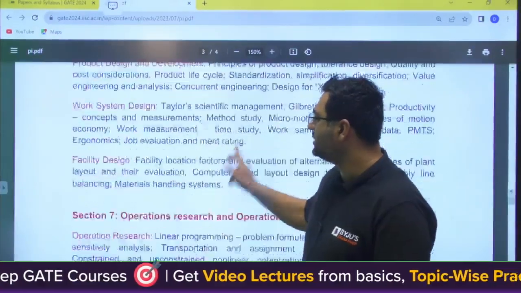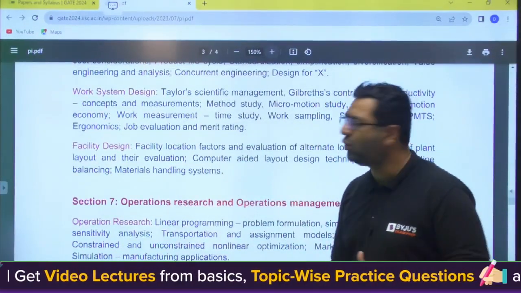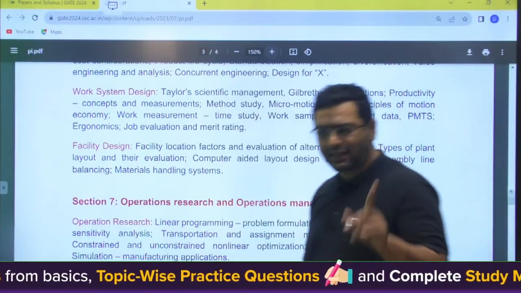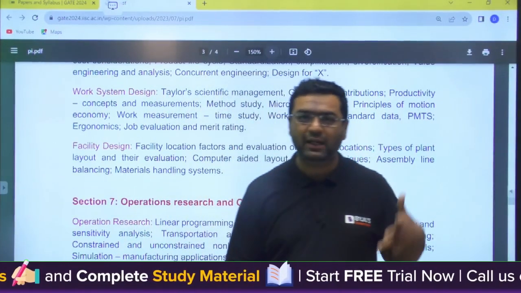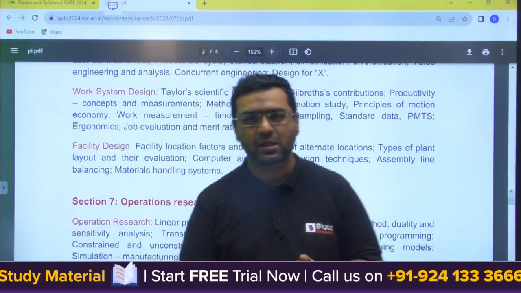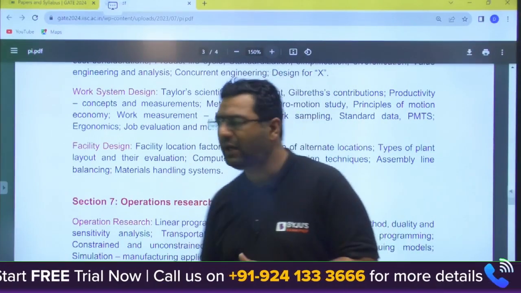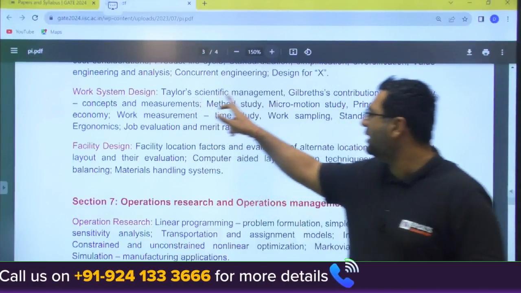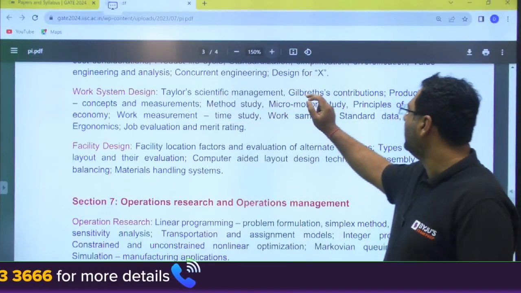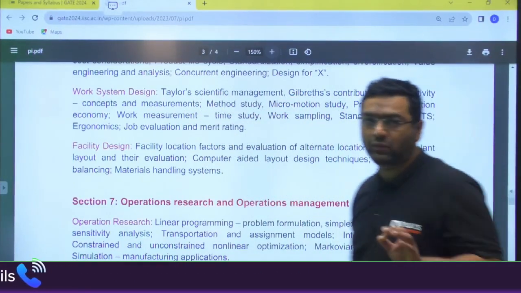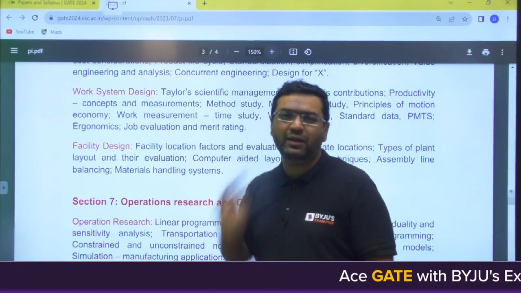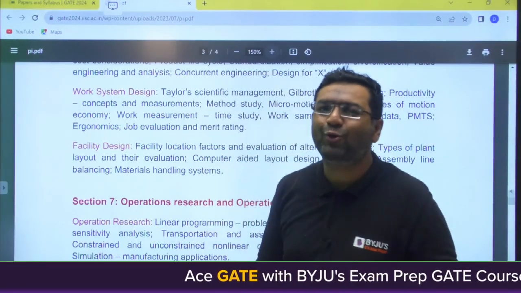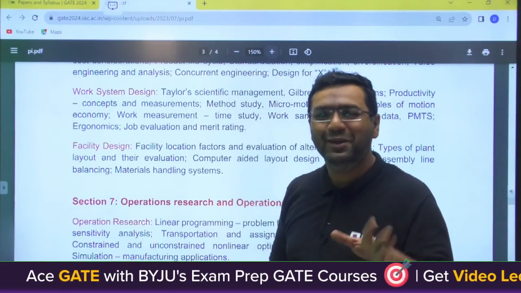Then work system design. This is totally new, not there in the production syllabus of mechanical. But, my dear, these things are there in industrial engineering. Like what are those? Especially Taylor's scientific management we don't have. Gilbreth's contributions we have. Then productivity concept and measurement, it was there in your college syllabus of industrial, but not there in the GATE syllabus.